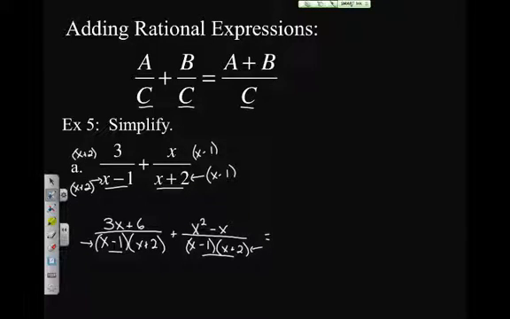So then we just add straight across on the top, combining like terms. So we have x squared, 3x minus x is going to be plus 2x, and then plus 6. That's the only thing left. And on the bottom, we still have x minus 1 times x plus 2. And that gives us our solution for example 5, or our answer.